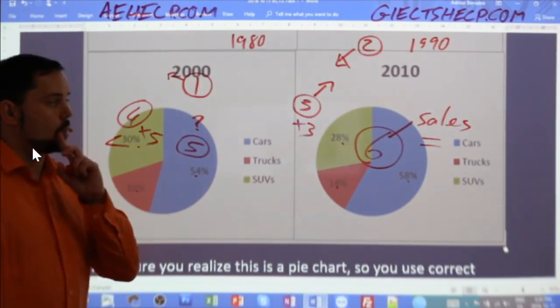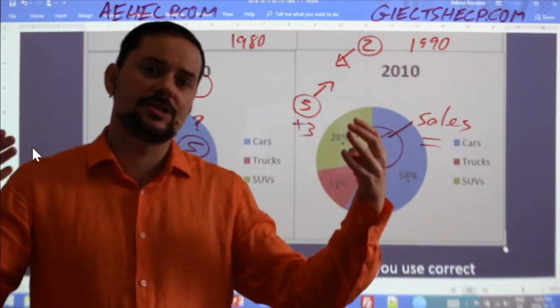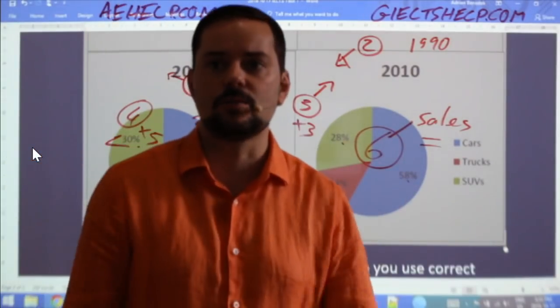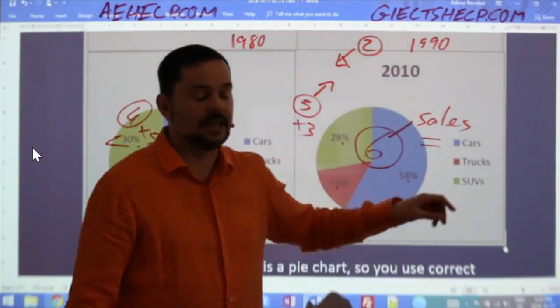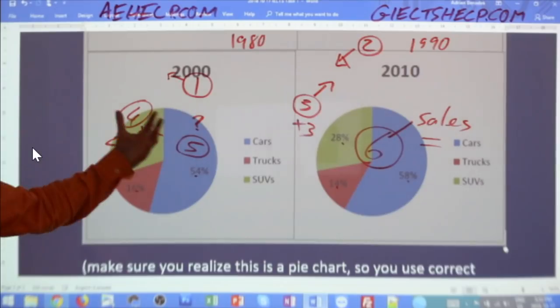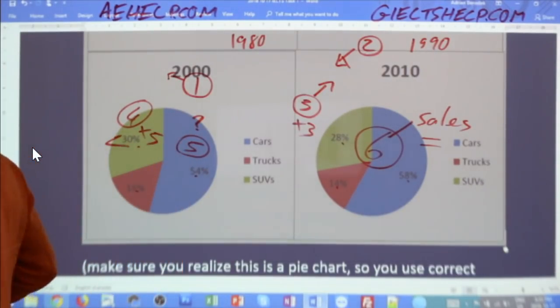Remember, in these charts and graphs, you're not just contrasting, not just stating the differences, but you're stating the similarities as well, okay? So here, sales appear to be equal. So we have our points of comparison. Now, what we need to do is simply put this together. So do that with me now.